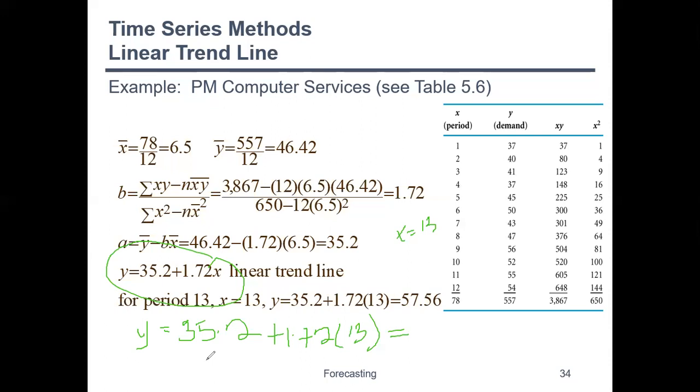The answer is 57.56. Is it not the same thing? Yeah. Okay. All right. Thank you. You're welcome.